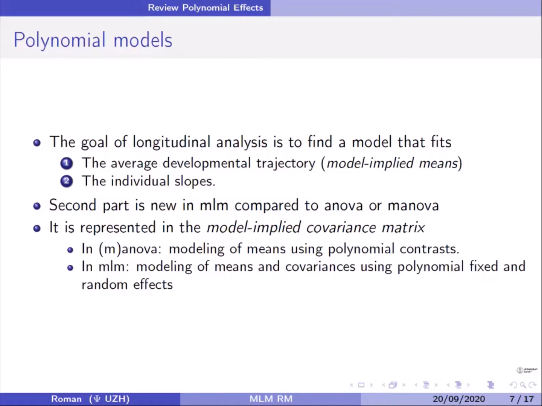So in MANOVA, the modeling of means, you model the means using polynomial contrasts. However, in MLM, we can model the means and the covariances using polynomial fixed and random effects. What does this mean? Well, we can actually model the covariances or the relationships between parameters, and we can do this using polynomial fixed or random effects, and of course linear as well.